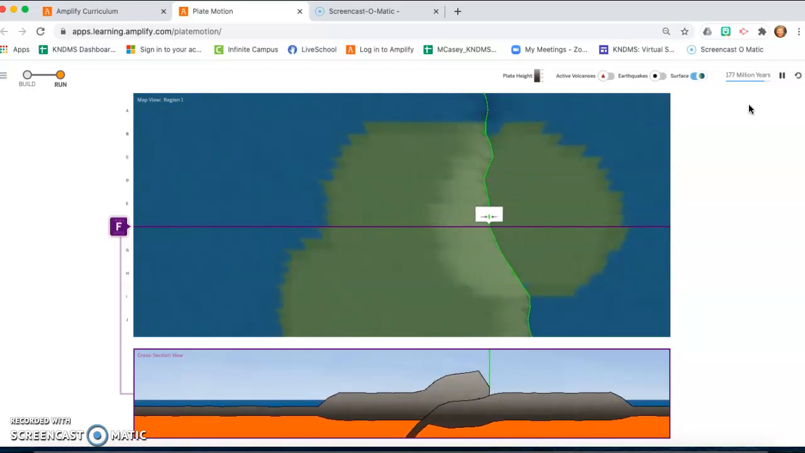You'll notice in the directions also it says to record your observations in a data table. You're really just answering the question below.